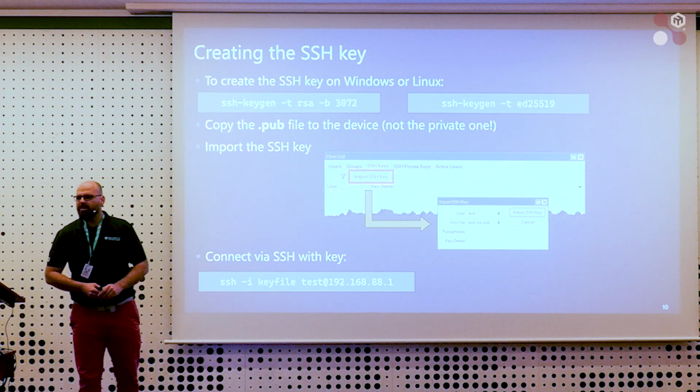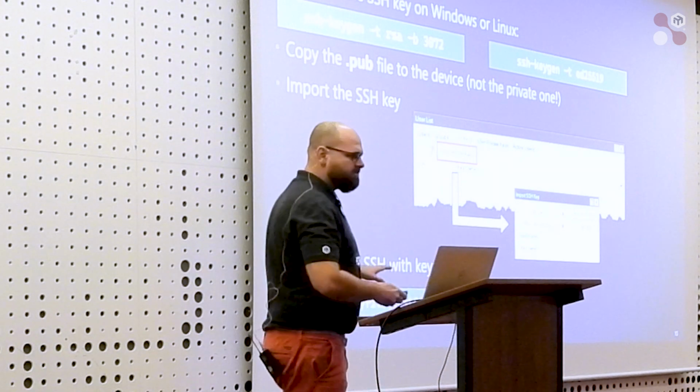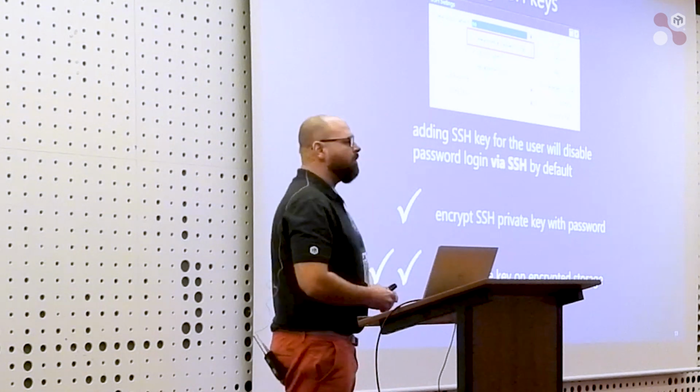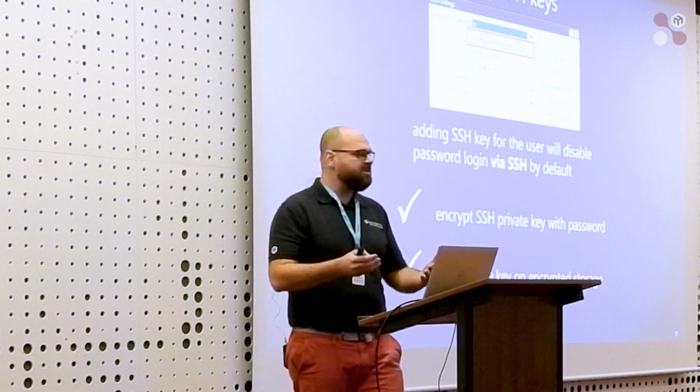And then if you want to connect via SSH with the key, you can put -i and the name of the key file. Or if you have used the default id_rsa, you don't need to specify anything. And it will connect for free. Okay? No password needed. Plus, there is one more thing. If you set the SSH key to the user, it will automatically disable the password login by default. But just for SSH, of course.